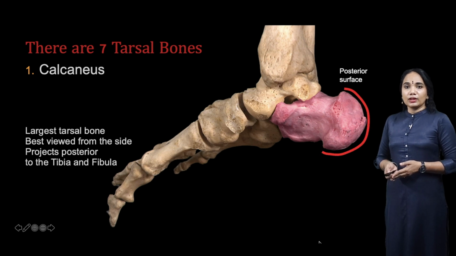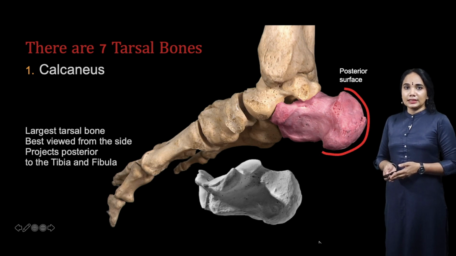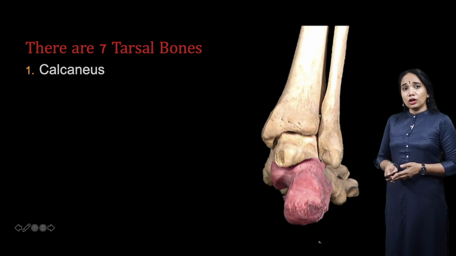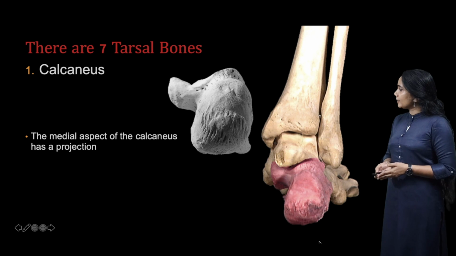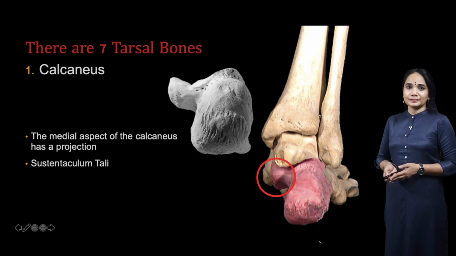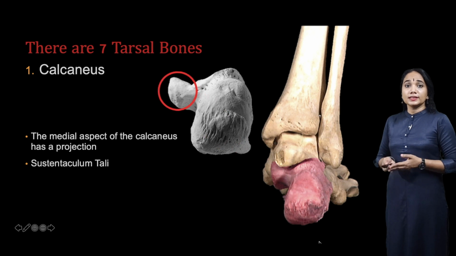And when you look at it from the posterior aspect, we can see that there is a projection on the medial side of the calcaneus, and this projection is called the sustentaculum tali, which is over there. So the sustentaculum tali is what supports the talus, which is sitting on top of the calcaneus, and that is where it derives its name, sustentaculum tali, which suspends the talus.